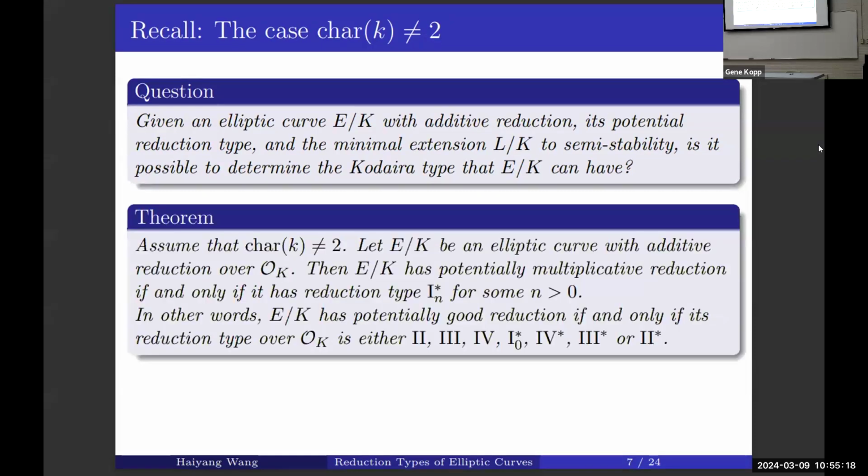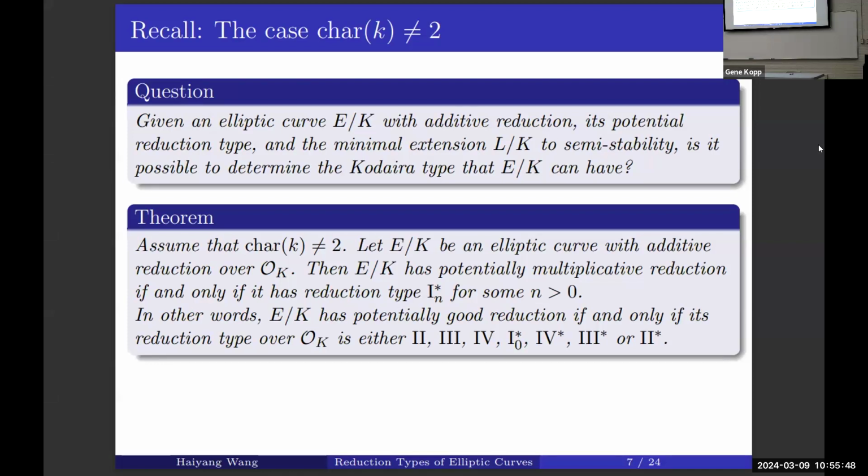Let me first recall the case when the characteristic of the residue field is not 2. In this case, it's relatively simpler. Assume that the characteristic of little k is not 2. Let E over K be an elliptic curve with additive reduction over O_K. Then E over K has potentially multiplicative reduction if and only if over O_K, E has the reduction type I_n star with n greater than 0.